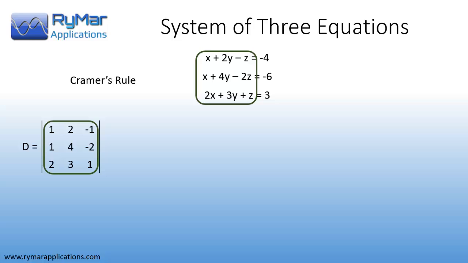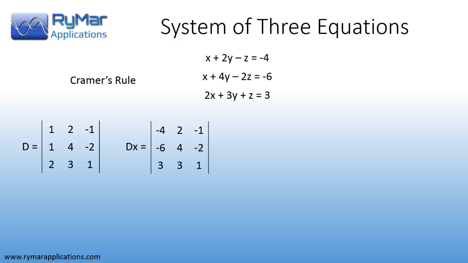The values that populate that determinant come from the coefficients of the equations above. So that x column, the 1, 1, 2, that first column, comes from the x variables. The 2, 4, 3 in the middle comes from the y, and the negative 1, negative 2, 1 comes from the z. So this is how we create our first determinant, the D determinant.